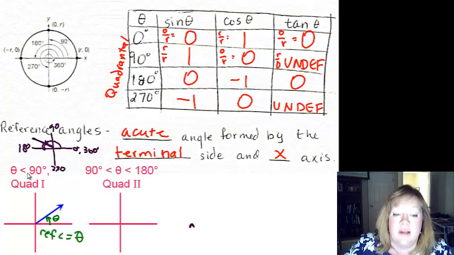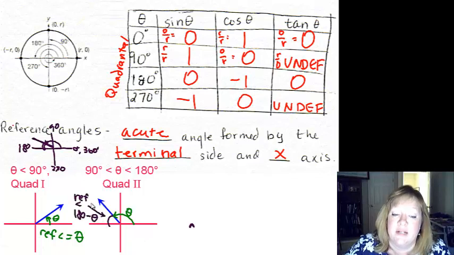If theta is between 90 and 180, you do have to do something to it. So there's where theta would lie. Terminal side is in quadrant 2. You'd have to get this little angle here. Well, you know all the way around is 180 degrees. So to find what theta is, you're going to do 180 minus theta. So the reference angle would be 180 minus theta.